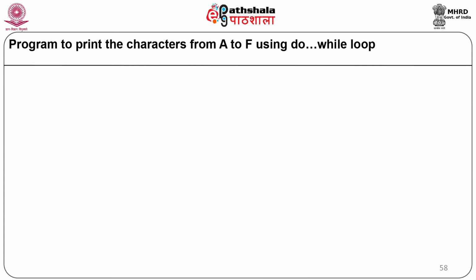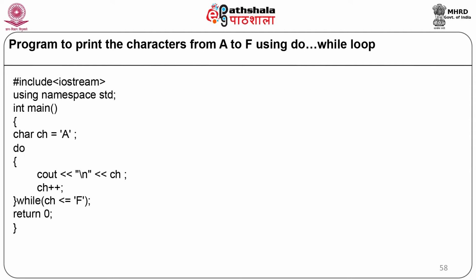Now let us see a program to print the characters A to F using do while loop. We will start with the program, main program, char ch, initial value we are giving as capital A, do, opening braces, cout, \n, ch, then we are doing ch plus plus, and after the do, the while condition is specified, while ch is less than equal to F, return 0.